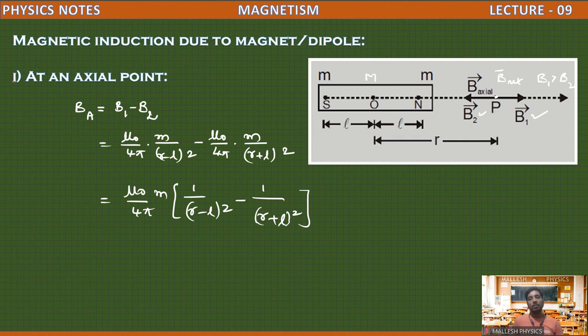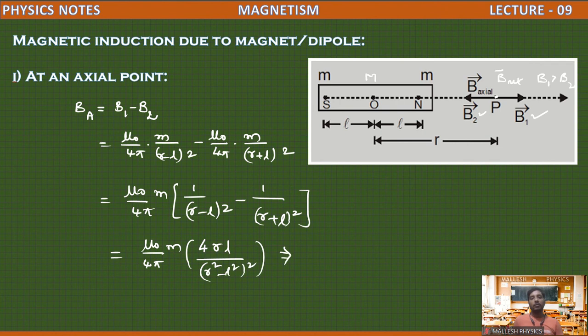So take the LCM, R minus L whole square into R plus L whole square. It goes like R plus L whole square minus R minus L whole square, so 2 mu naught by 4 pi into M. Here R square minus R square gets cancelled, L square minus L square gets cancelled. So we get 4RL, that is, by A minus B whole square into A plus B whole square, R square minus L square whole square.